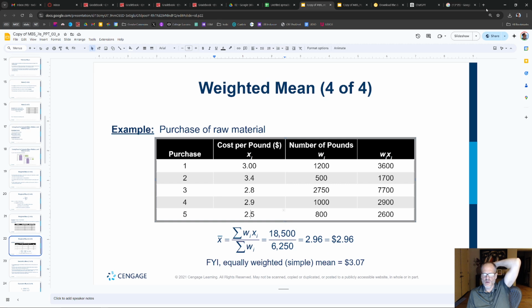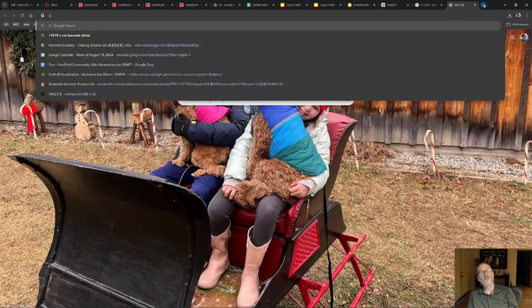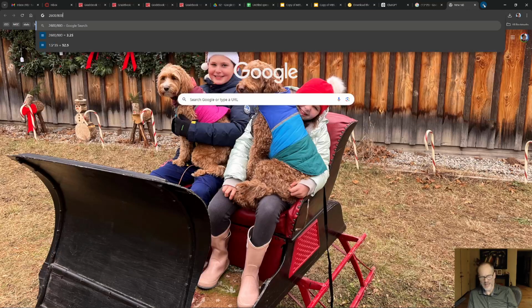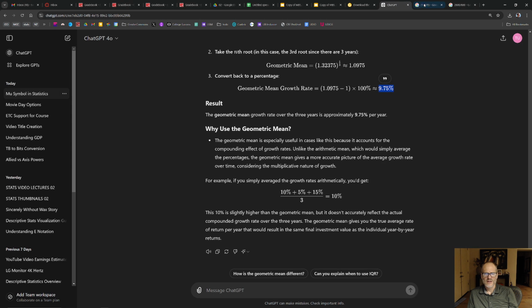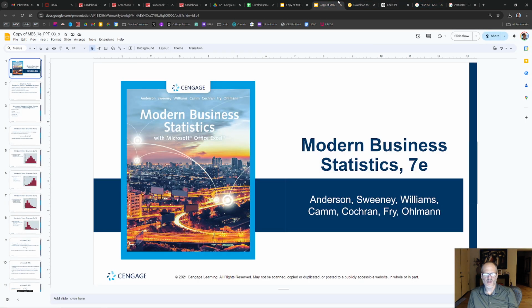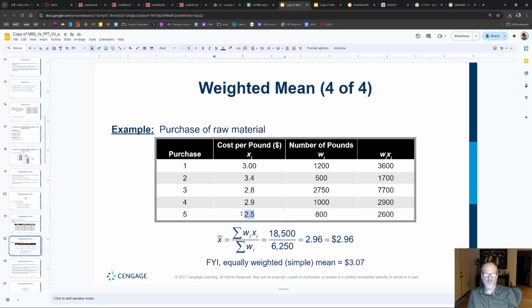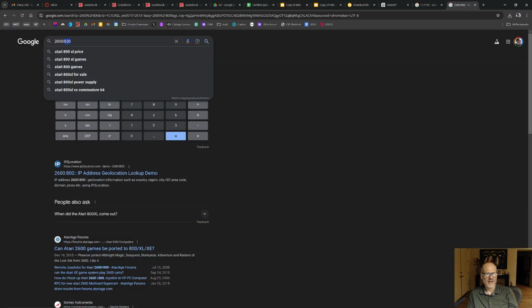What times 800 equals 2,600? And do these add up? We have to do a little math here. So 2,600, because there's an error in the presentation, 2,600 divided by 800 is going to be 3.25. So here we have 3.25 times 800, and we could check that.